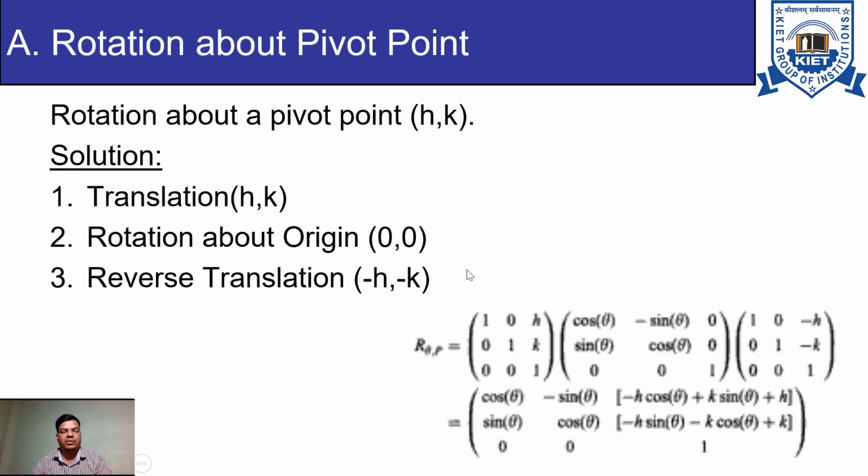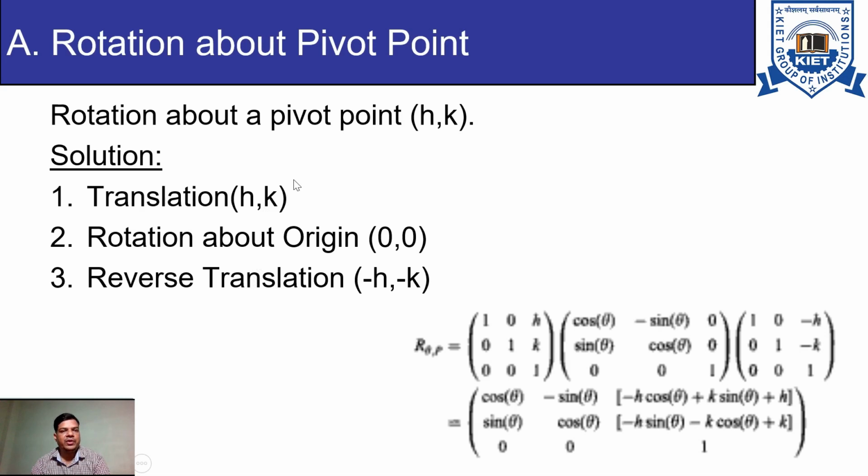So we could have a rotation about the origin or a rotation about a pivot point. If there is a rotation about the origin, then we can directly apply the matrix cos theta, minus sin theta, 0, sin theta, cos theta, 0 and 0, 0, 1. We can directly apply that matrix. But if we have to rotate the object about the pivot point (h, k), it is an example of composite transformation and we have to perform three operations. First is translation, second is rotation about the origin, and third is reverse translation.